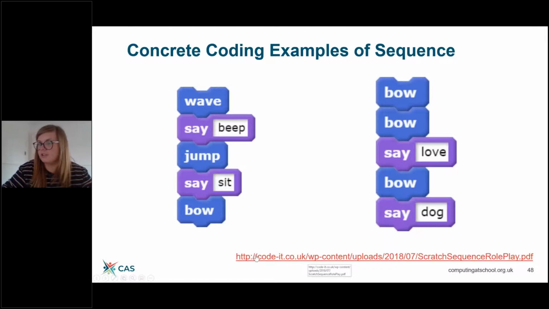But regardless, this link here will take you to some ones for sequence. I then have loads of these. I print them off, I laminate them, I get the children to act it out. And without them knowing, what they are doing is they're being exposed to this code.